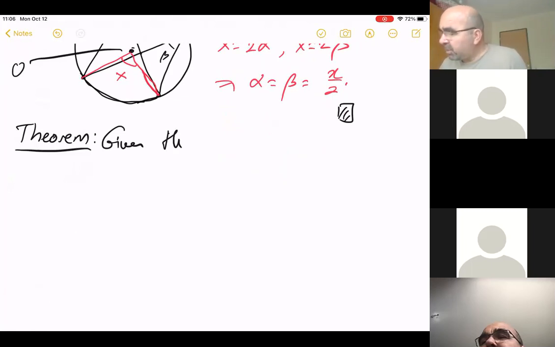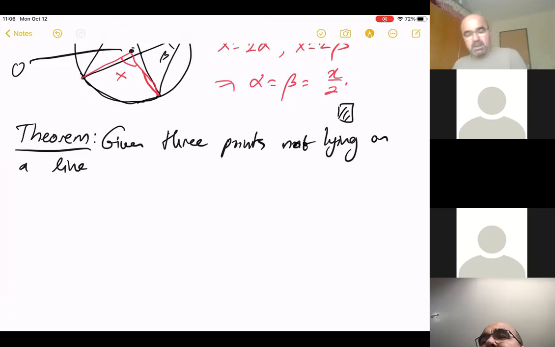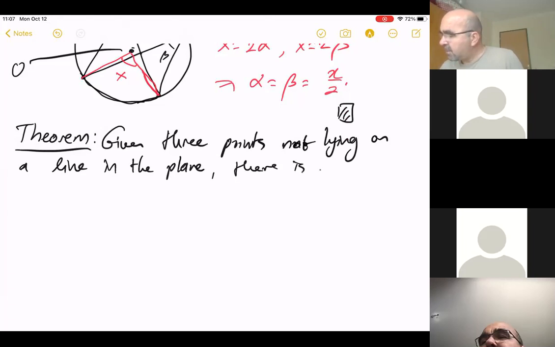Given 3 points not lying on a line in the plane, there's a unique circle passing through them.